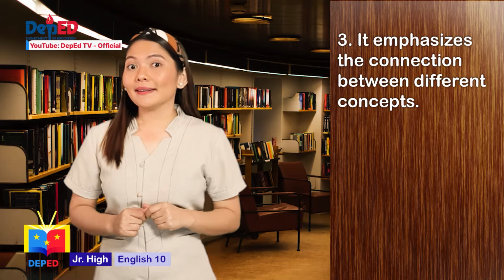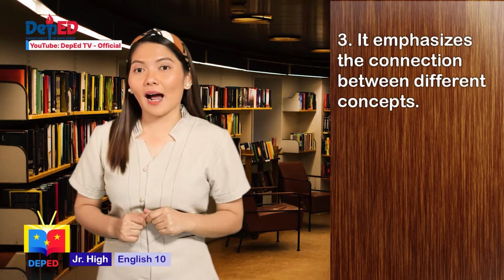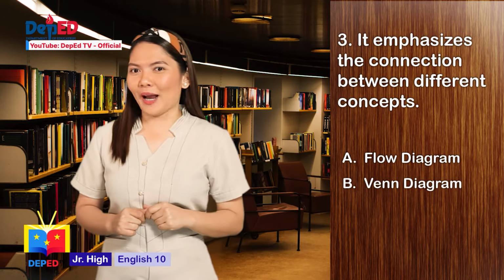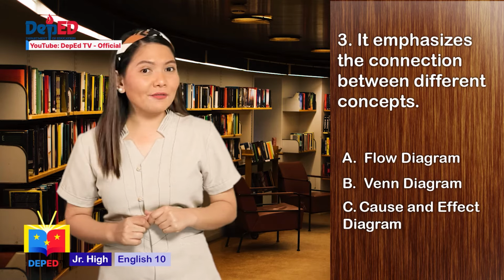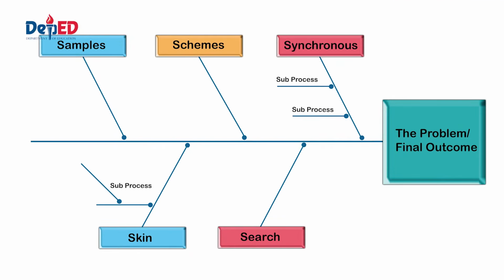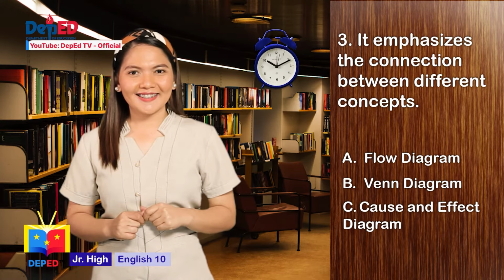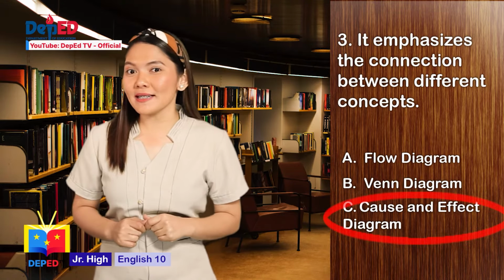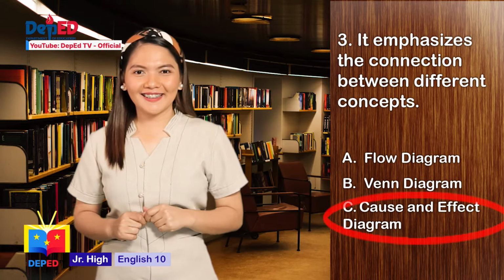Number 3, it emphasizes the connection between different concepts. Is it letter A, flow diagram, B, Venn diagram, or letter C, cause and effect diagram? Look at this. What do you call this? Yes, it is letter C, cause and effect diagram.